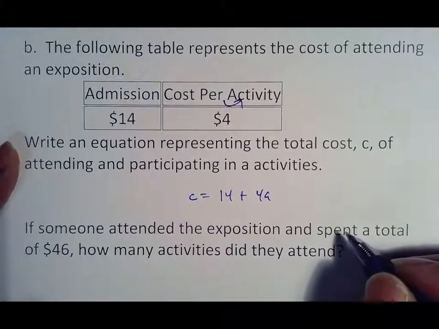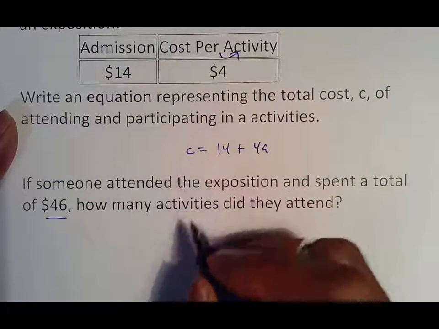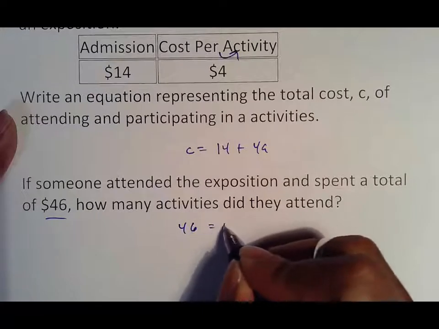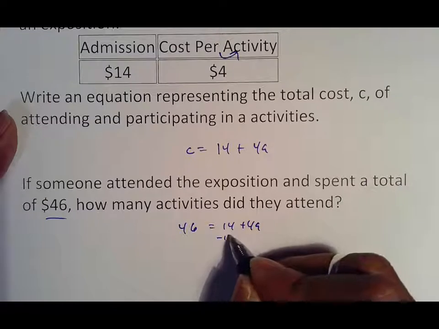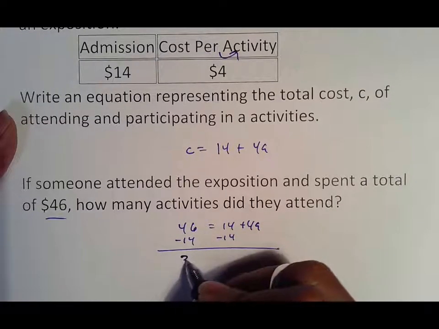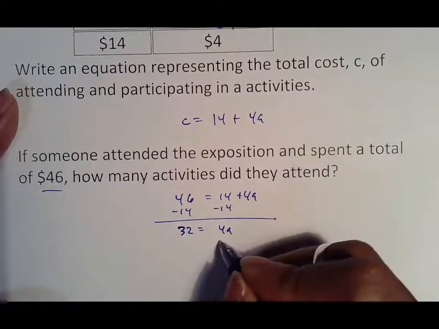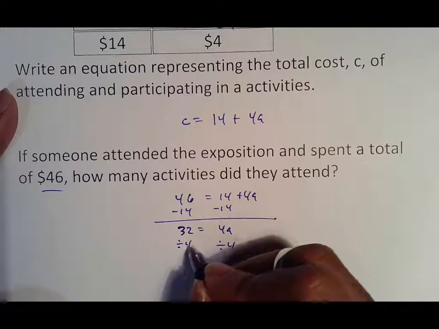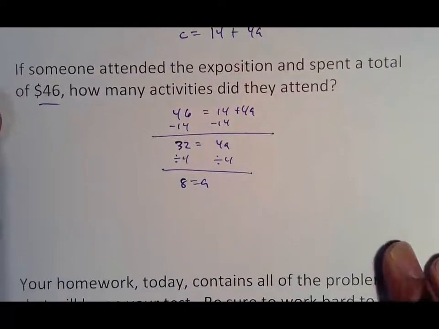That's your equation. Then it said if someone spent a total of 46, that means 46 goes in for C. From there, the added number goes first, not the multiplied number, so 14 is the weakest number. That leaves us with 32 equals 4A. You then will solve by dividing by 4 because that's 4 times A, getting the answer of 8.